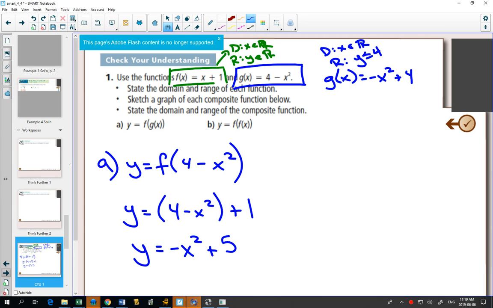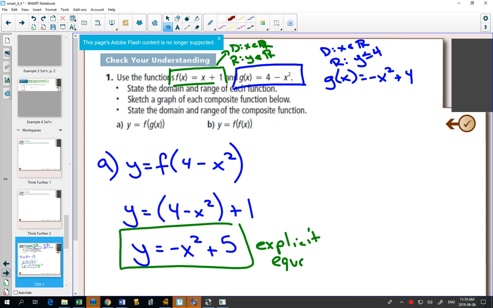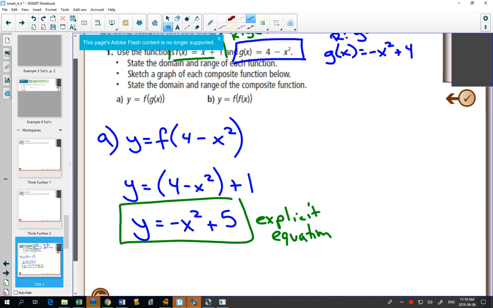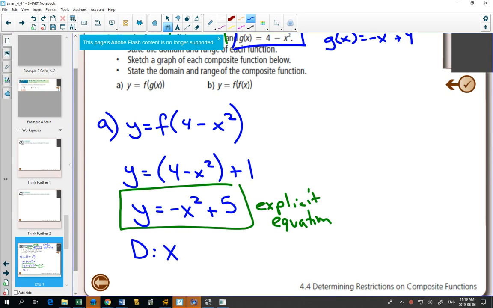Once we have this explicit equation, we can find the domain and range. What's the domain of this new function? It's everything. What's the range of the new function? Well, it's a parabola that's been flipped upside down and moved up 5 units. So y is less than or equal to 5.